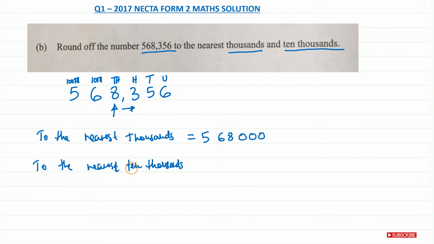Now to the nearest 10,000 then, we need to round this number up. So that means we look at the next number. Is it 5 or more? Yes, of course, it is 8. So that means this 6 becomes 7 now. So we write 5, 7, and the rest becomes 0. So 1, 2, 0. There are 4 numbers, 1, 2, 3, 4, and we put 4 zeros. So I hope that makes sense.